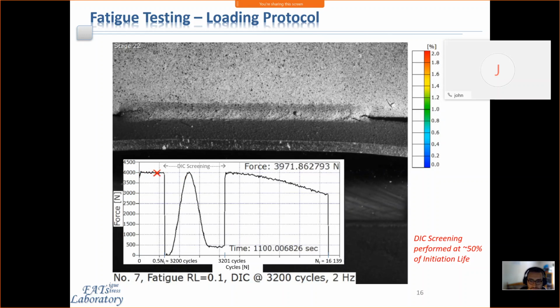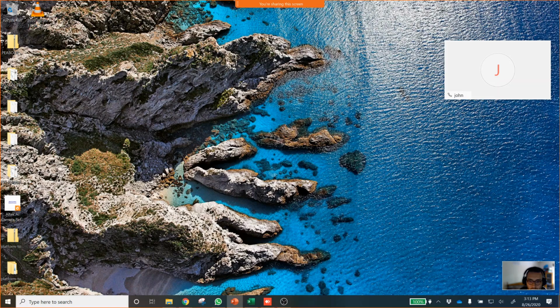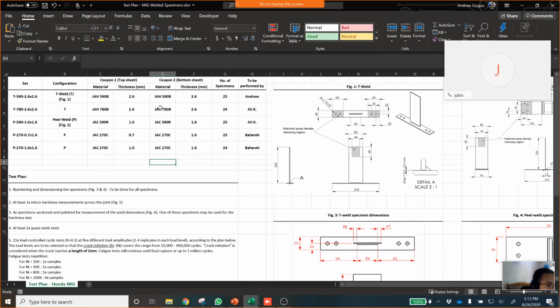This is which thickness combination, 590, and which is the thickness combination you are doing here? Give me 1 second and I will check for you. Off the top of my head, I can't exactly remember. It is a T-weld configuration with 2.6, 2.6, and it's 590. So I would imagine with the top sheet thickness of 1.0 or 0.7, it might start transitioning to the top sheet.